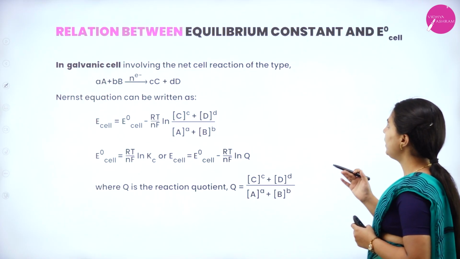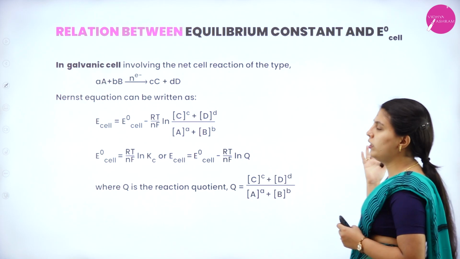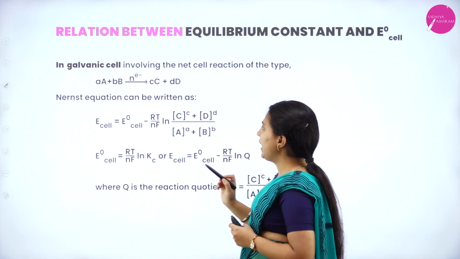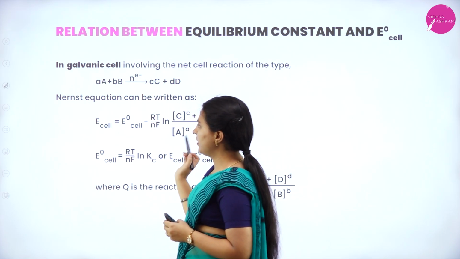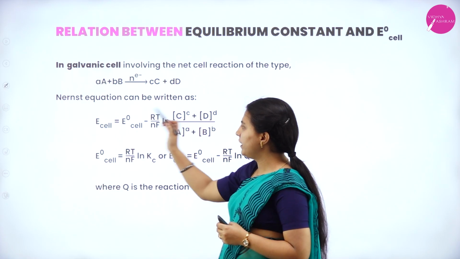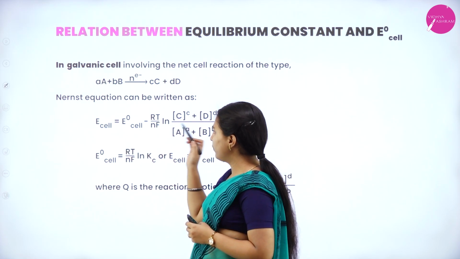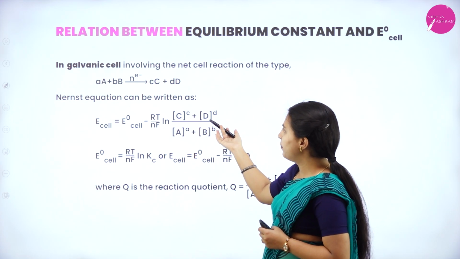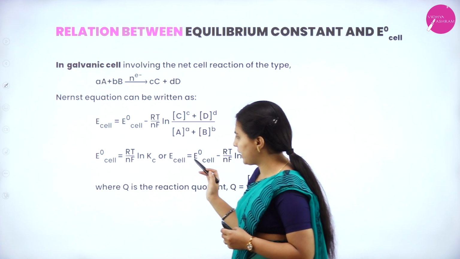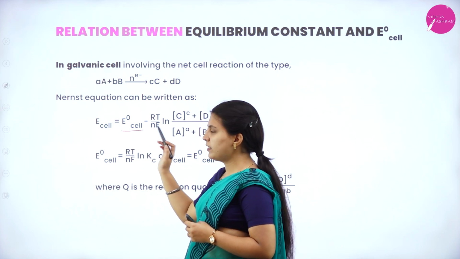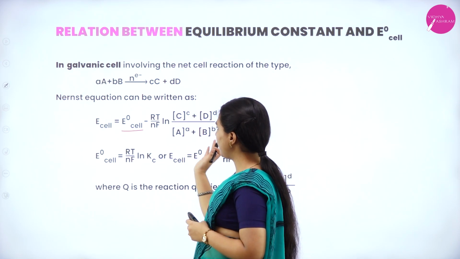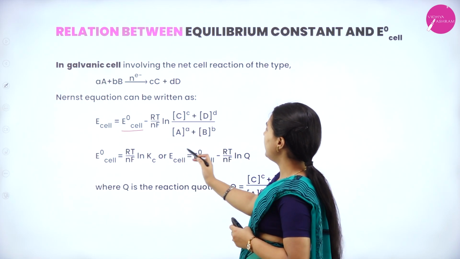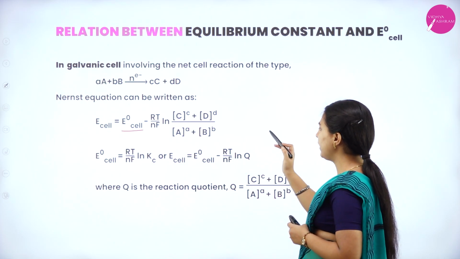Next, the relationship between the equilibrium constant and E0 cell. In a galvanic cell involving the net cell reaction of the type A plus B gives C plus D, the Nernst equation can be written as E equal to standard potential of the cell minus RT by nF ln concentration of product by concentration of reactant. So, you have to analyze E0 cell, that is the standard electrode potential. Taking RT by nF ln Kc to the left-hand side, E cell equal to E0 cell minus RT by nF ln Q.